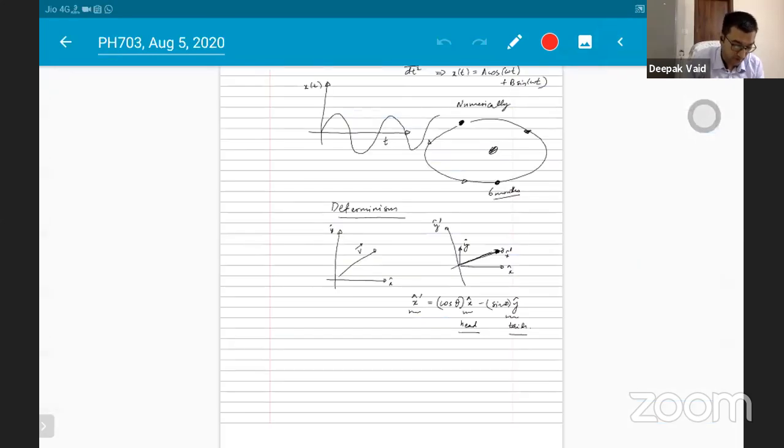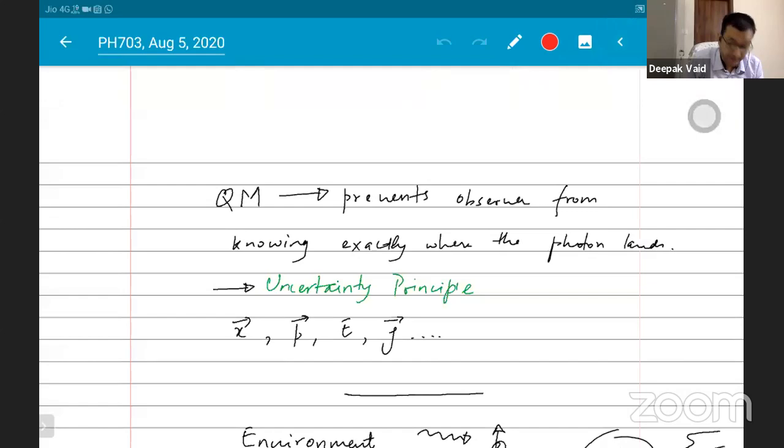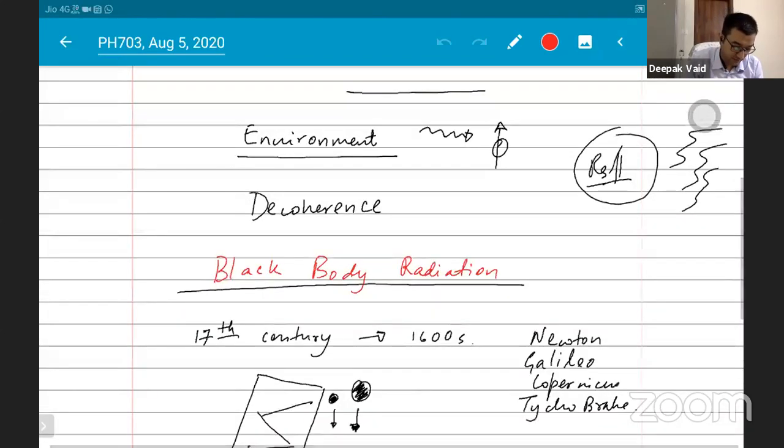So far, we have talked about the general idea that quantum states are represented by vectors in some complex vector space known as the Hilbert space, and so on. In the last class, I had started talking about the history of quantum mechanics, how we discovered quantum mechanics.